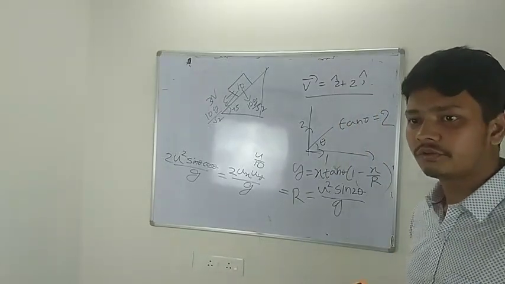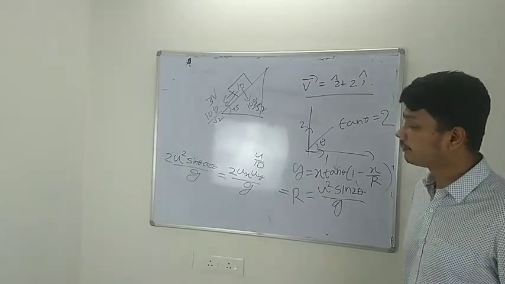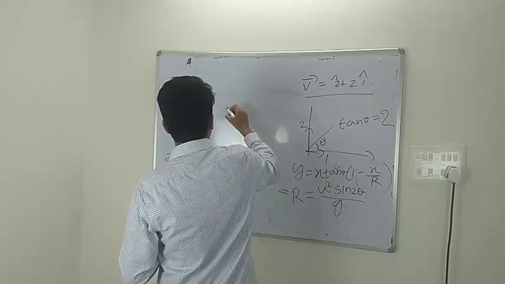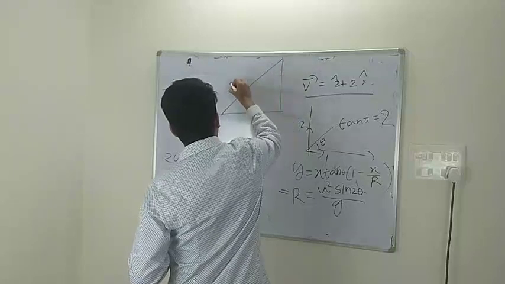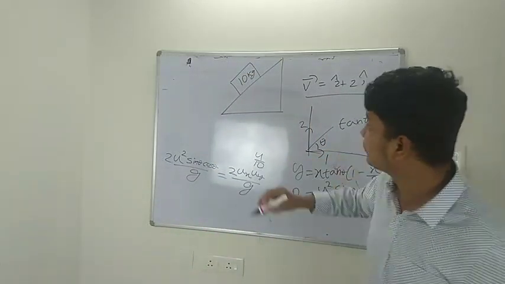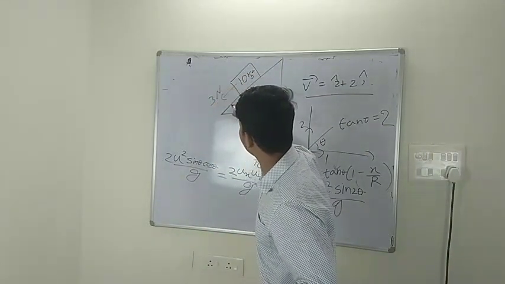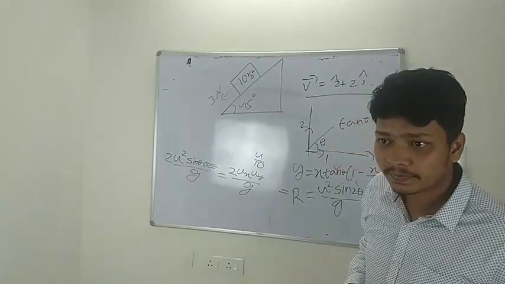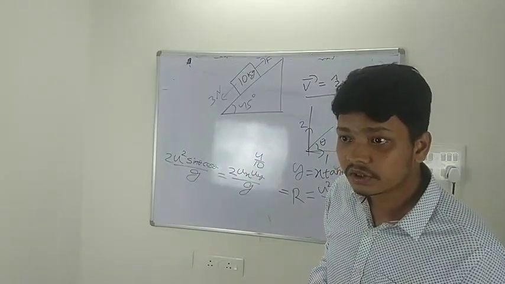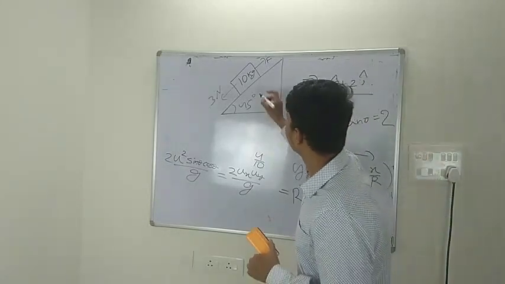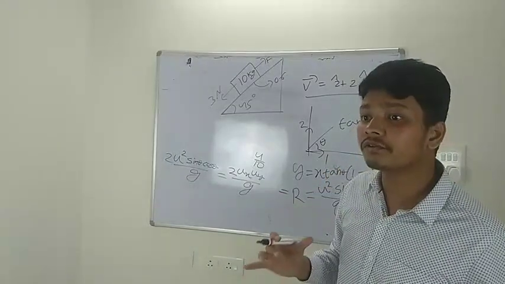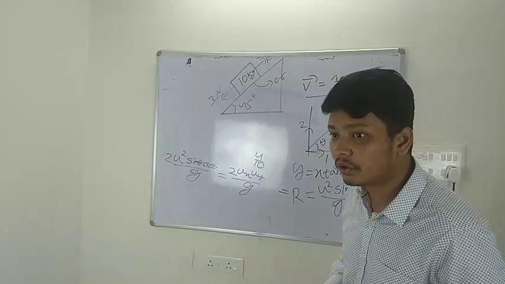Now question number 4. In question number 4, you have a block of mass 10 kg. Let me draw the diagram more clearly. So you have a block of mass 10 kg, and a force of 3 Newton acting here. This is 45 degrees, and a force is acting upward. The question is, the coefficient of static friction is given as 0.6. What should be the minimum value of force F such that the block does not move?